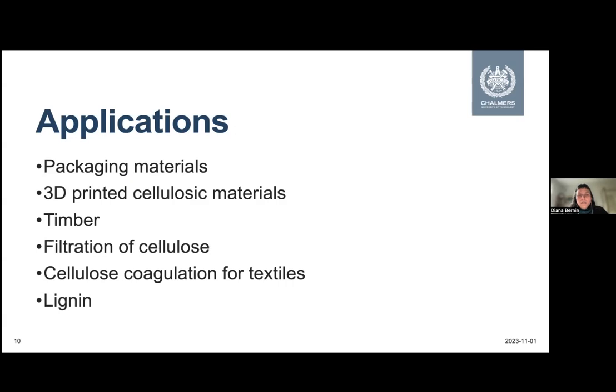But I will also tell you a lot of preliminary results and what can be challenging. So I will talk about packaging materials, 3D printed cellulose materials, the cellulosic materials, about timber and about filtration, but also about cellulose coagulation, which is used to make, for example, textile fibers, if you think about the man-made ones. And then for sure, everybody talks about lignin, but I will only mention briefly how one could think about lignin. And I think there will be excellent talks about lignin later in this series.